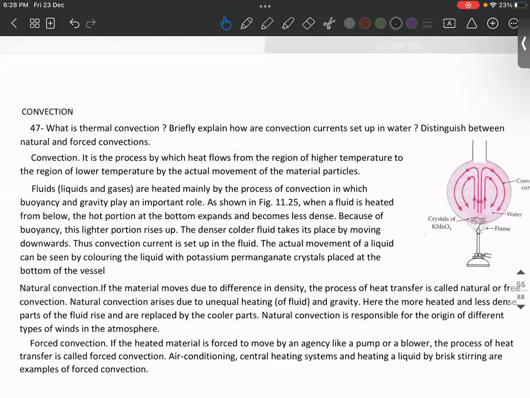Lighter objects, when something goes up, something has to come down. If something goes up, what will happen to this layer? Something should fill it, no? Who will fill it? The denser ones will fill it.